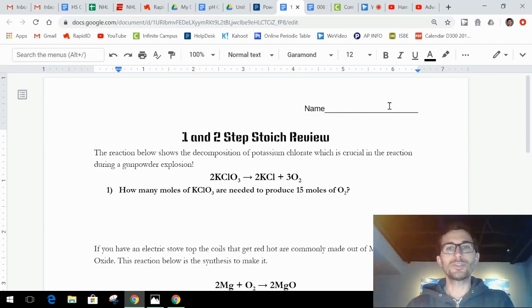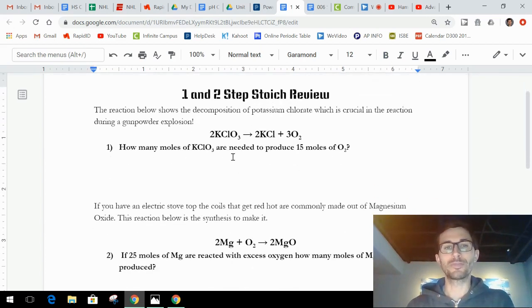So we're going to look at 1 and 2 step Stoich review. Again, 1 step Stoich is just moles to moles. Nothing crazy. That's converting, again, from graham crackers to chocolate pieces in your s'mores equation. You're just changing up recipes. Okay, nothing too crazy there. But I just want to show a quick review of that.